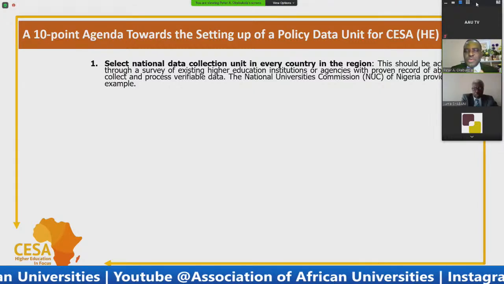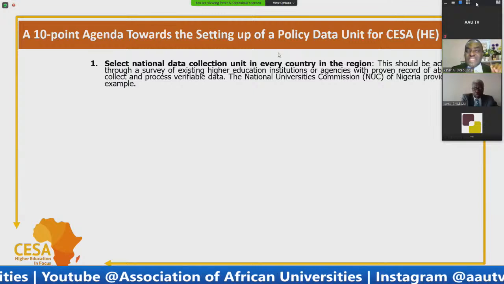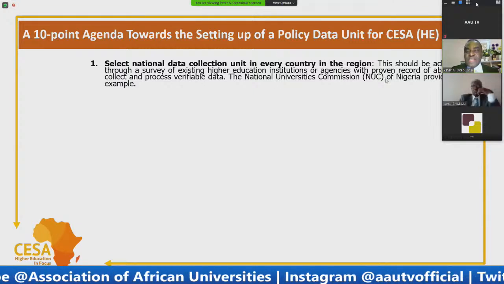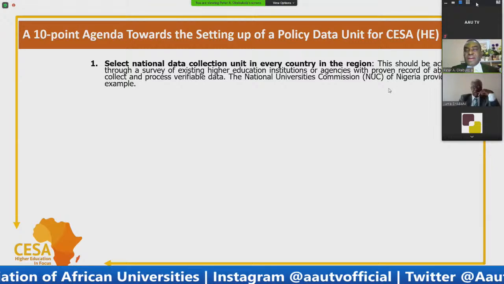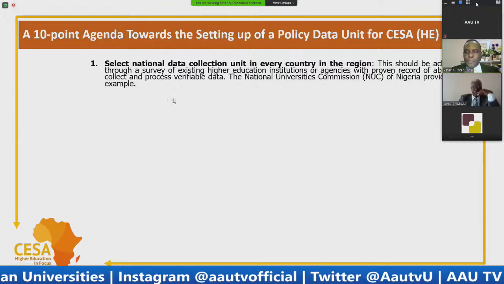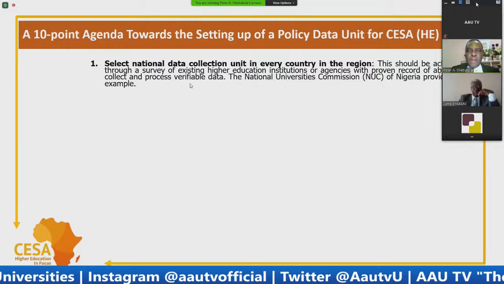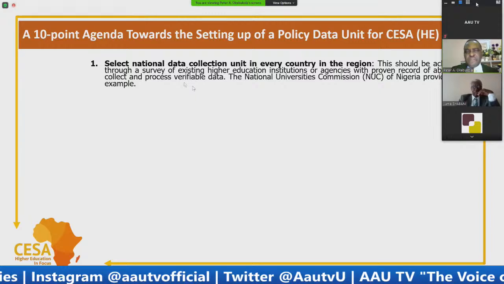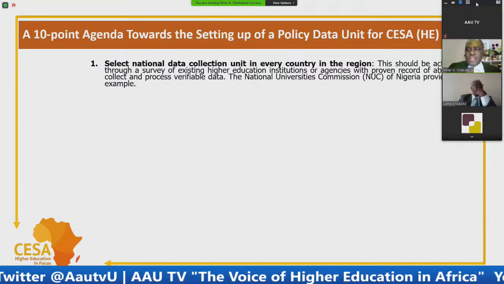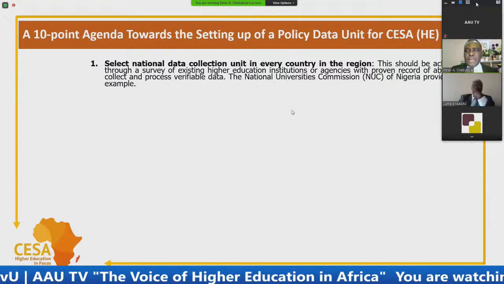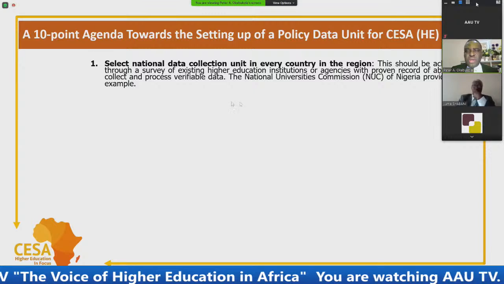So the PDU, as it has been called, should do a survey of existing higher education institutions or agencies with a track record of being able to collect and process verifiable data. Verifiable is very important here, because you can ring a bell wherever the PDU is, bring data, and they can give you any kind of data. And the example of the National Universities Commission is given here.